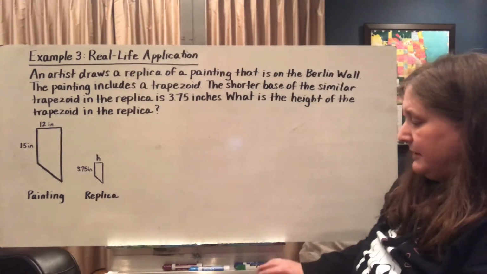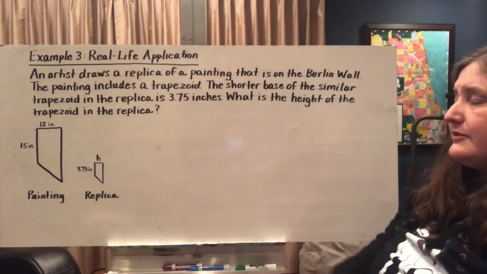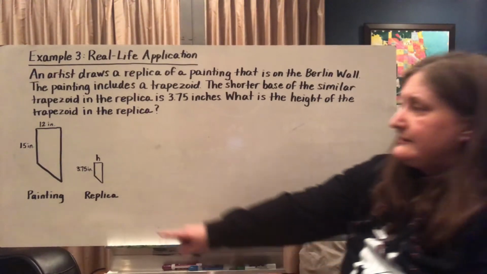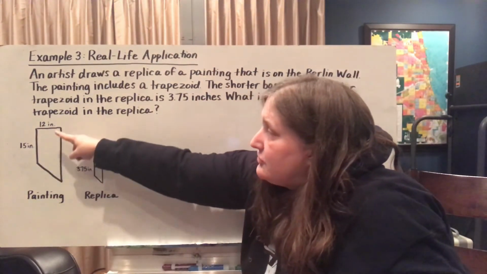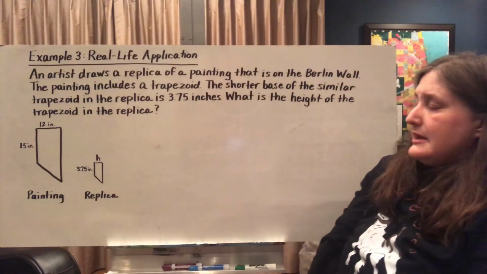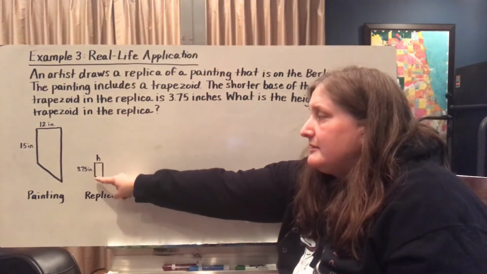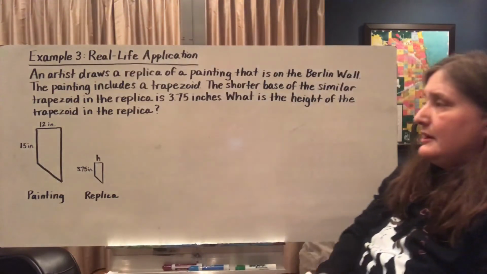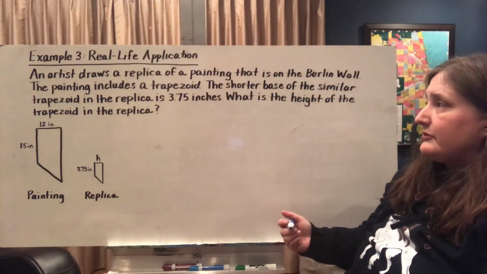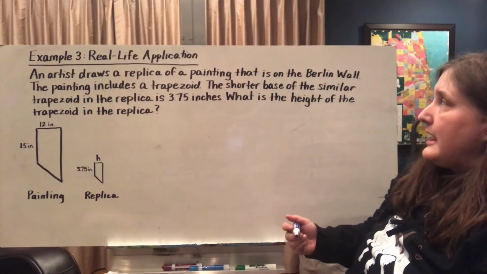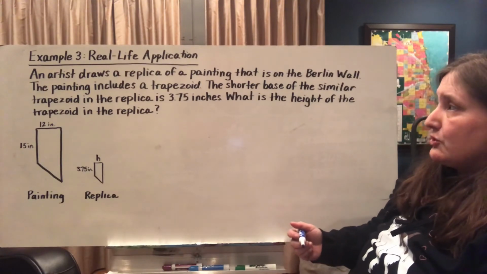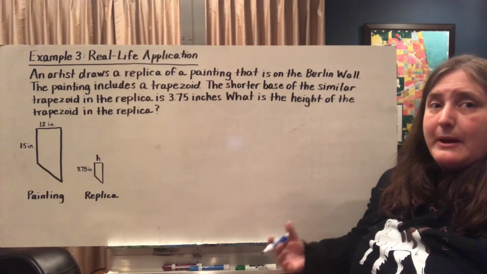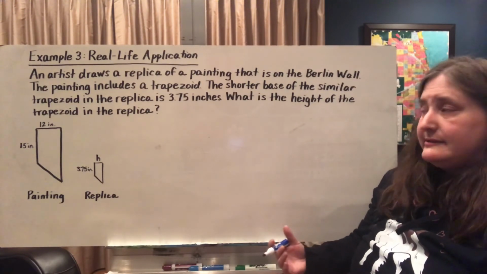So here we have a picture drawn out for us. In the original painting, this side here, this base was 15 inches and the height was 12. In the replica, this side, this base is 3.75 inches, and we're looking for this height. So if we know that they're similar, then we can set up a proportion. And since he's creating a replica, they would be similar.